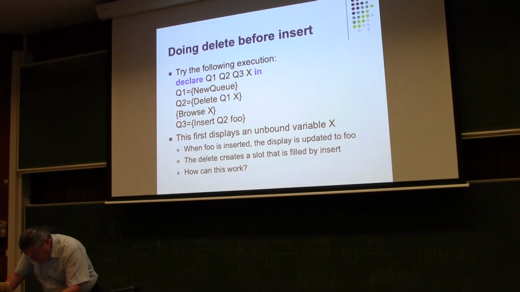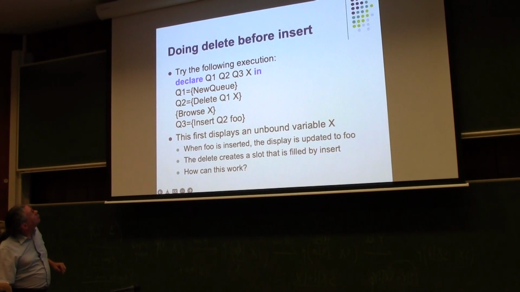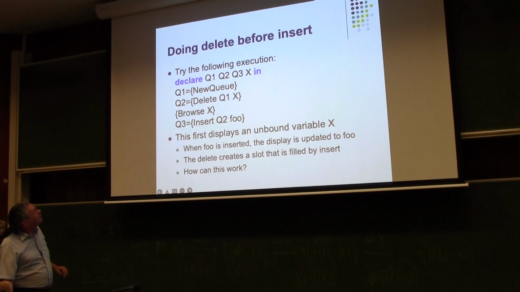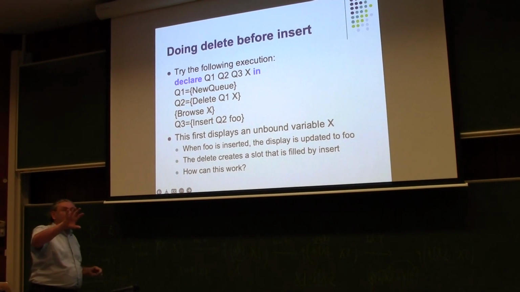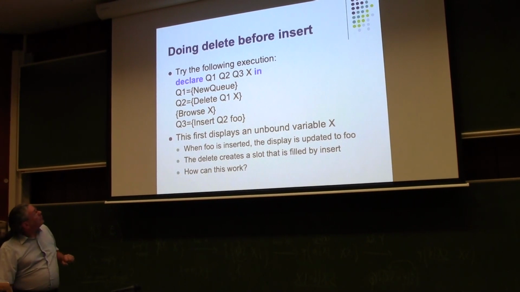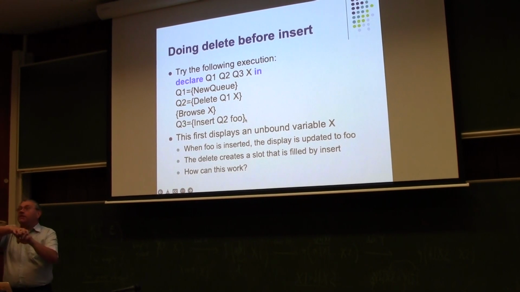Okay? So I delete here. For example, I create a queue here, Q1. I delete, it's empty, yeah? I delete an element, X. I display that element. Well, it's unbound, but it's like a slot. And if I then do an insert, then it will fill that deleted element.